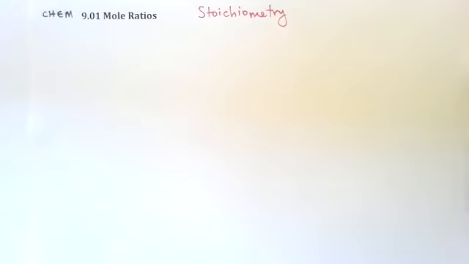Right, gang, this is the start of a new chapter, chapter 9, and the title of this chapter is Stoichiometry. Big word. Stoichiometry. Stoichiometry is the relationship between two compounds in a balanced chemical equation, either from their masses, or we can talk about it in terms of moles.